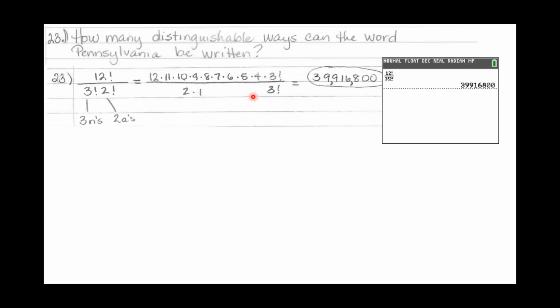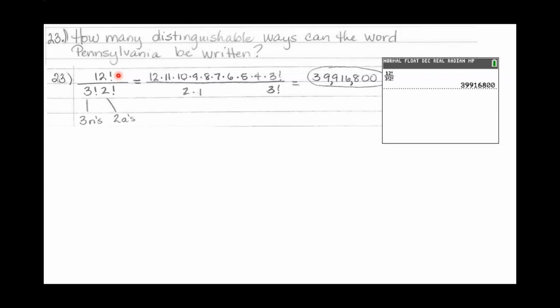All right, then for number 23, how many distinguishable ways can the word Pennsylvania be written? Okay, so basically we have 1, 2, 3, 4, 5, 6, 7, 8, 9, 10, 11, 12 letters in Pennsylvania. So we have 12 to choose from, and we're choosing all 12 of them. So we said when that happens, that would be that number factorial. So we've got that number factorial right here in the top. The problem is when we have repetition, we would be counting the same things twice. And so we have to divide out that repetition.